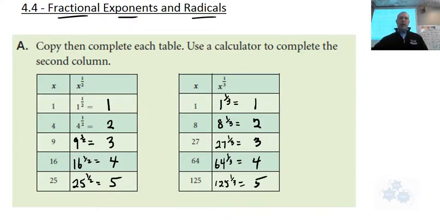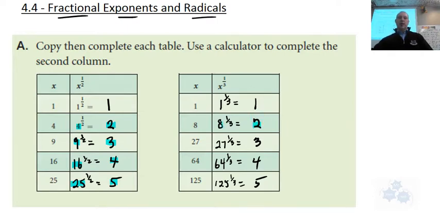So I guess what I'm hoping that you're seeing is that there's a connection between this number and this number. 2 and 4. 3 and 9. 4 and 16. 5 and 25. What's the connection there? Okay, they're squares, right? So 2 squared is 4. So guess what? 4 to the power of 1/2 equals 2. That means that we're trying to find the square root. So when you have a power of 1/2, that's the same as a square root.